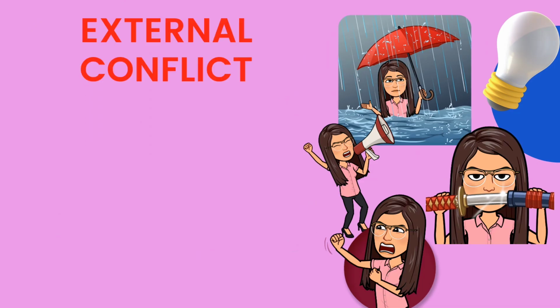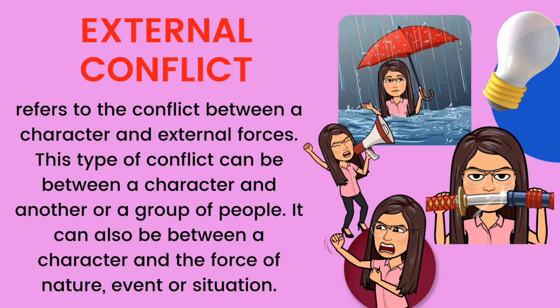The second one is the external conflict. It refers to the conflict between a character and external forces. This type of conflict can be between a character and another or a group of people. It can also be between a character and the force of nature, event, or situation.